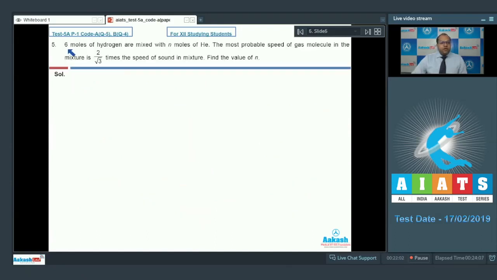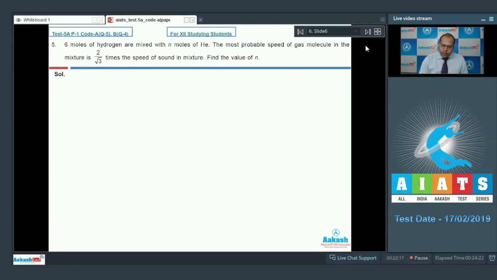In question number 5, 6 moles of hydrogen are mixed with n moles of helium. The most probable speed of gas molecule in the mixture is 2 by root 3 times the speed of sound in the mixture. Find the value of n.